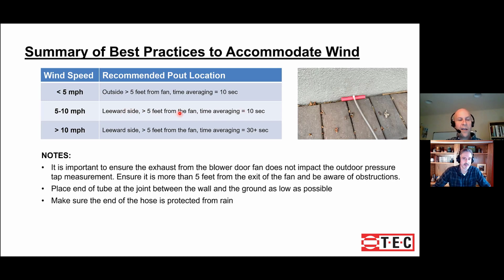You get above 10 miles an hour or so, and this varies a lot depending on exactly what the fluctuations look like, now you should be doing both measures. You should be measuring your outdoor pressure on the leeward side, of course, away from the fan, and turn up your time averaging period. We've been giving that advice for many, many years on how to deal with the wind effect. Anything more you want to say about that, Bill?